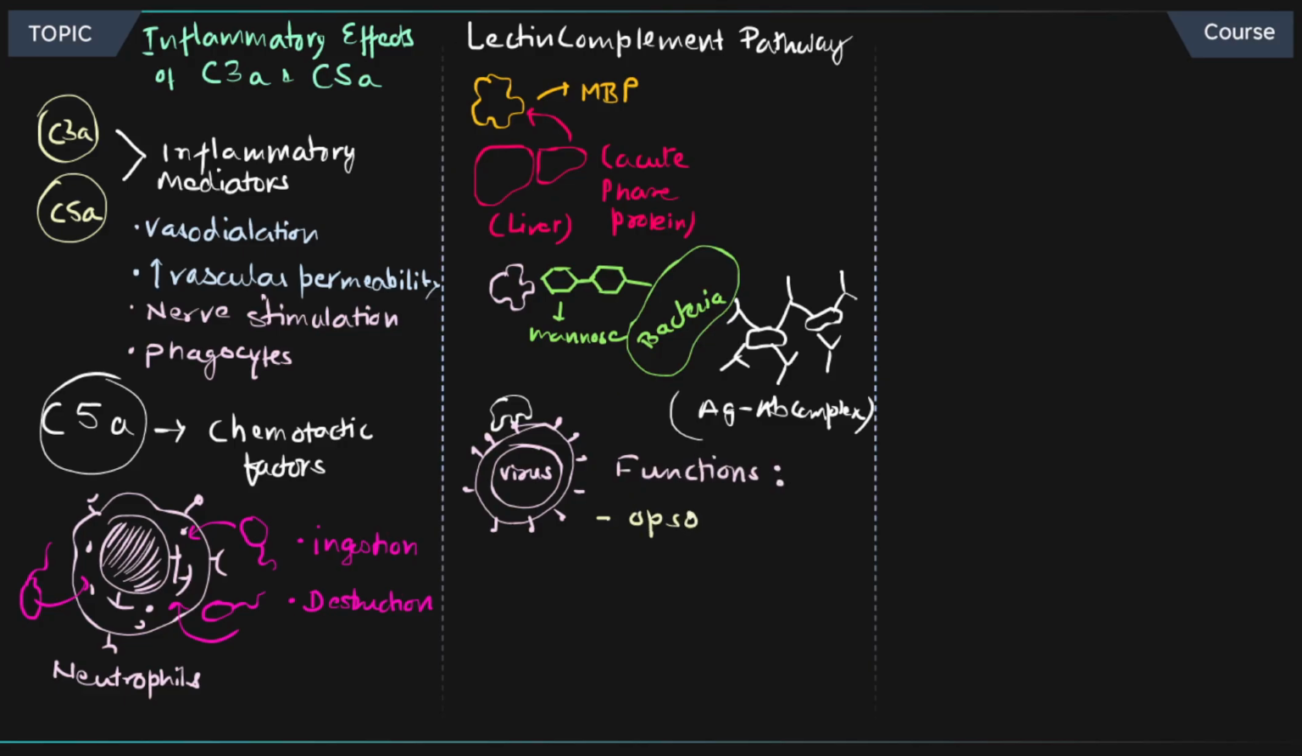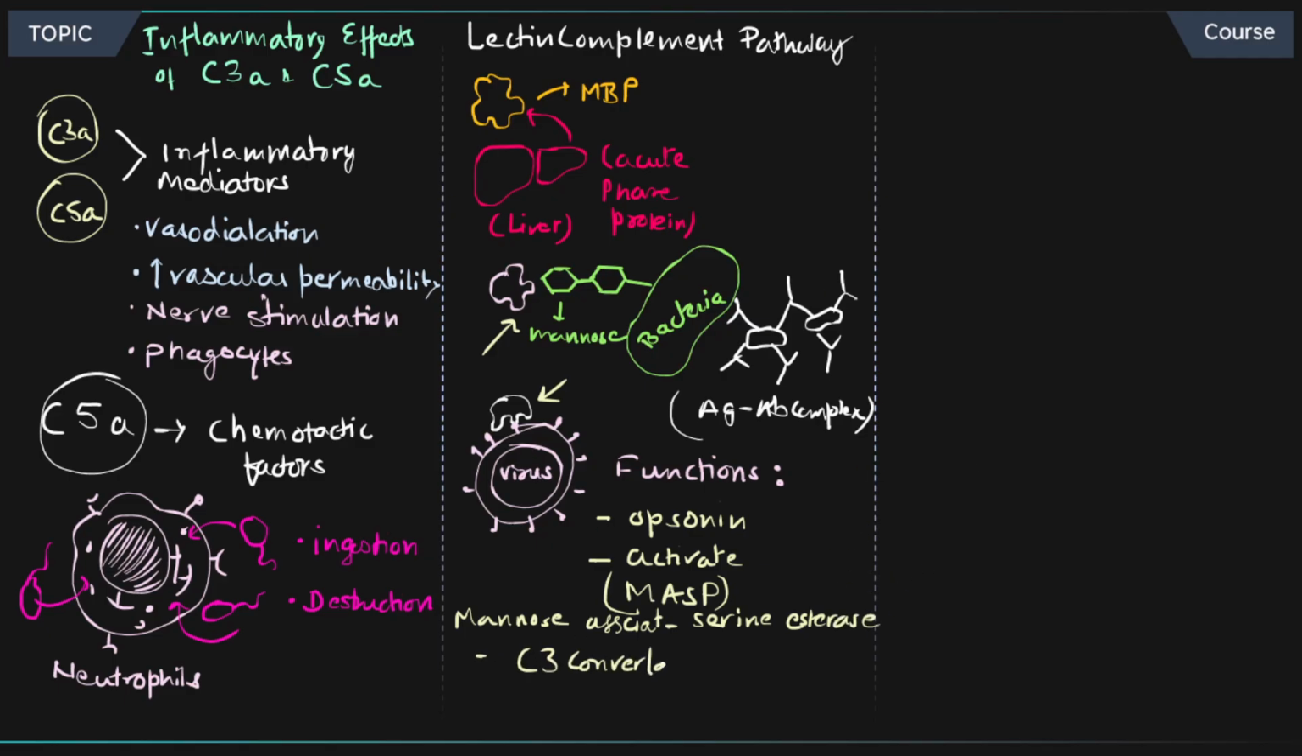Then the function is, as I told you, first one, opsonin. So it will enhance the phagocytosis because it's attaching to the bacteria and viruses. It's going to activate MASP, which is mannose-associated serine protease. So that enzyme is also very, very important for C3 convertase, right? And if you have C3 convertase, then you can imagine how the activation of the alternative pathway is going to happen, right?